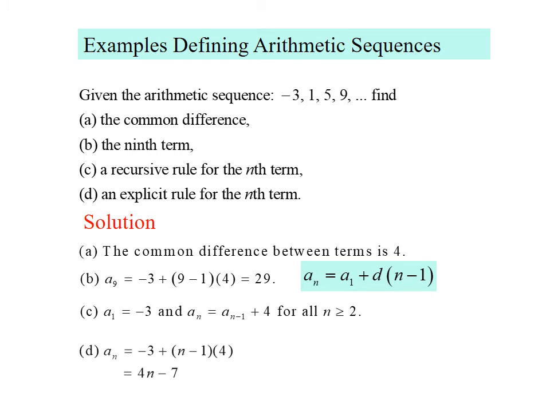The last one is to find an explicit rule for the nth term of the sequence. Since the explicit rule is an is equal to a1 plus n minus 1 times d, a1 is -3 plus n minus 1 times the common difference, which is 4. So simplifying this one, we get the explicit formula for the given sequence as 4n minus 7.